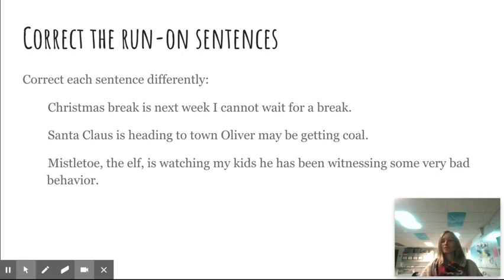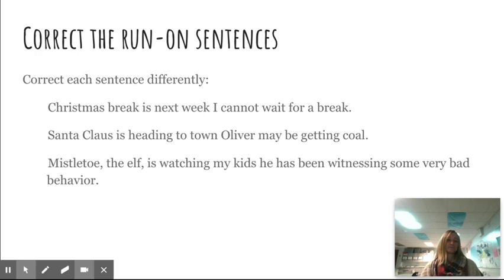So if I were to correct the run-on sentences, obviously on page 4, you can do this as well. Page 4 has different sentences, and you can write your own just for practice, but I would look at this as well. But I'm just going to give you my examples. Christmas break is next week. I cannot wait for break. So think about where it would be obvious to put a punctuation mark, obviously at the end, but it obviously shows that you're running it together. It's hard not to take a pause when you want that period. So Christmas break is next week, period. I cannot wait for a break. Again, you could say Christmas break is next week, comma, and I cannot wait for the break.